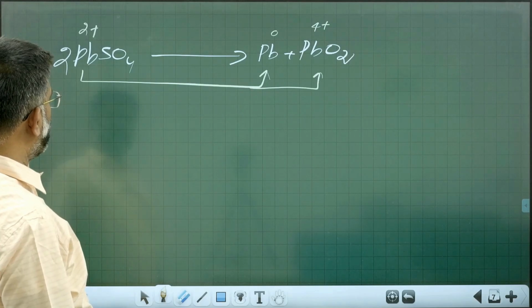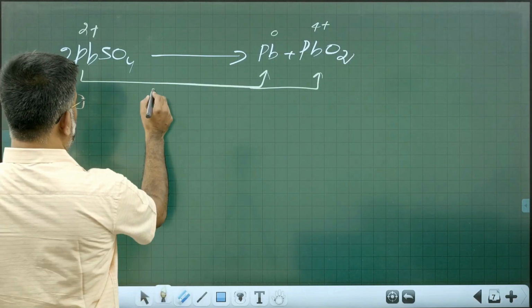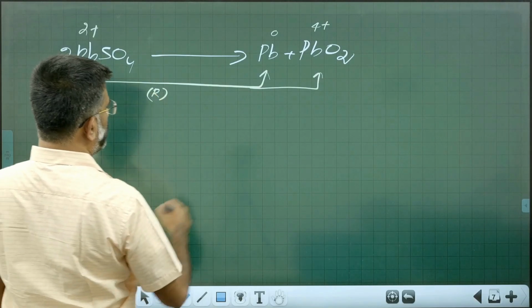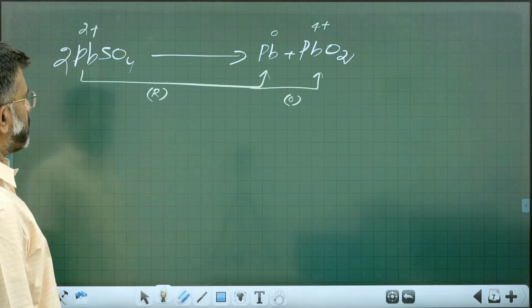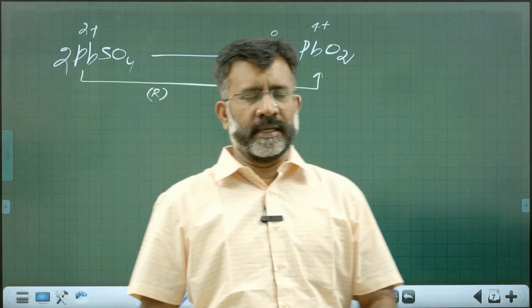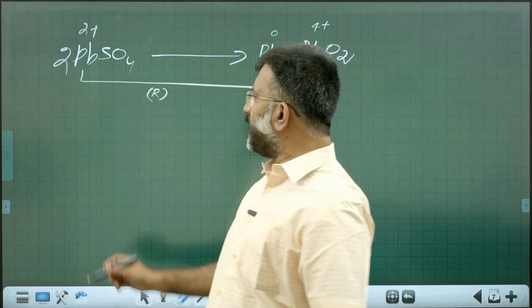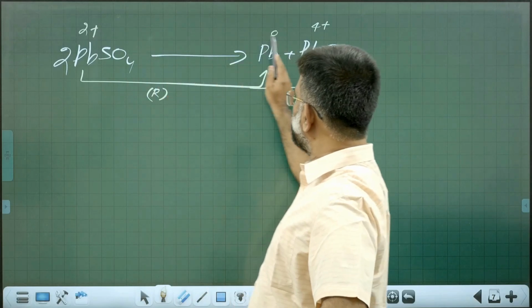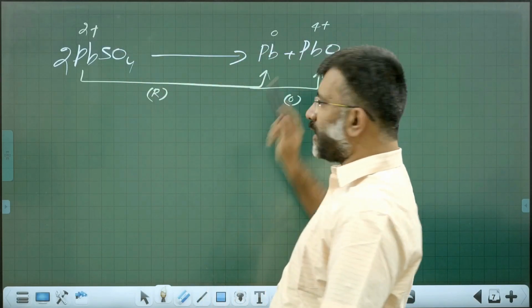Now, what is the reaction happening here? 2 plus is reduced to 0. 2 plus is oxidized to 4 plus. This is an example of a disproportionation reaction. Hope you easily understand. 2 plus is reduced to 0 and 2 plus is oxidized to 4 plus.